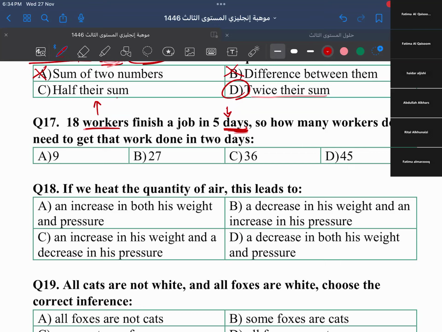So since it's inverse, what we're gonna do is not the fraction and then cross multiply. No, we are going to multiply them by each other. Means that 18 times 5 equals what they're asking about, the number of workers. So x times the days, which is 2. Excellent. So now we've solved for x. So what is going to be the answer?